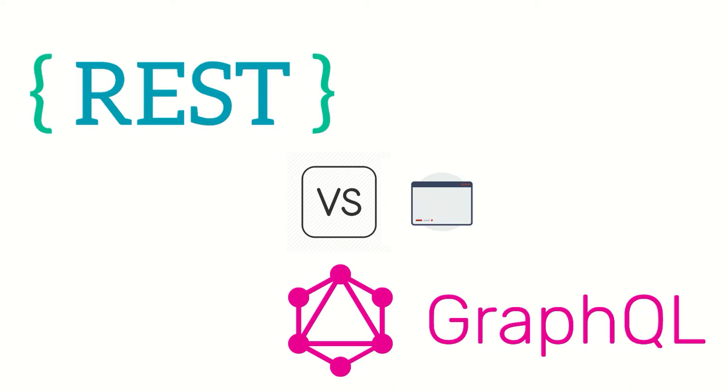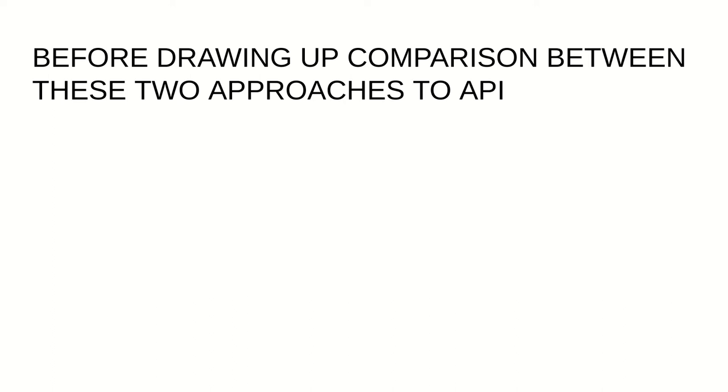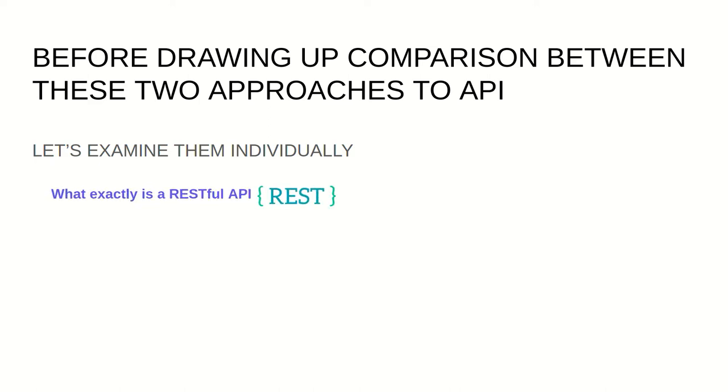So before I go on to drawing up a comparison between these two approaches to API, let's examine these APIs individually. So what exactly is a RESTful API, and what is GraphQL all about? Because a lot of us have been hearing REST APIs, GraphQL, and we don't exactly know what these things are. What are these people saying, especially about GraphQL lately? It has been generating a lot of, should I say, media attention amongst developers.